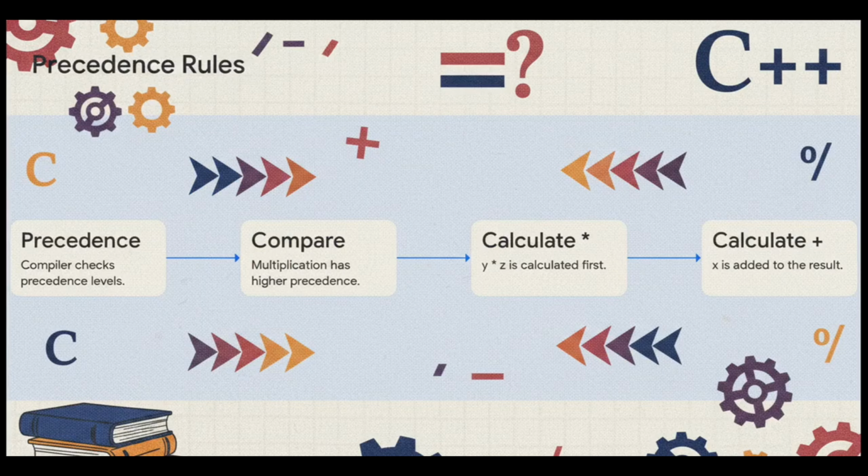So, the crucial point is that the compiler naturally resolves this by checking its built-in rules. It first checks precedence levels. It sees that multiplication ranks higher than addition, so y times z is calculated first. After that multiplication is totally complete, x is added to that mathematical result. C++ has a strict pecking order known as operator precedence. It's exactly like the BODMAS or PEMDAS rules you learned back in standard math class, ensuring everyone gets the exact same total every single time.